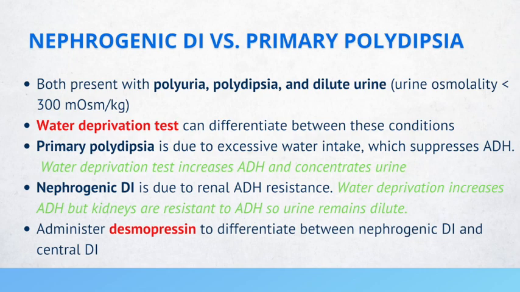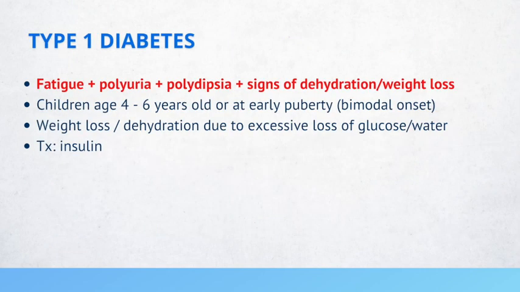Type 1 diabetes. So these patients can present with symptoms like fatigue, polyuria, polydipsia, and signs of dehydration or weight loss.